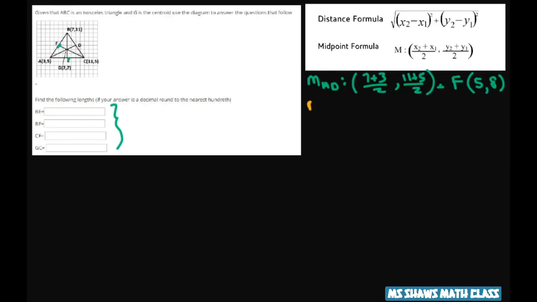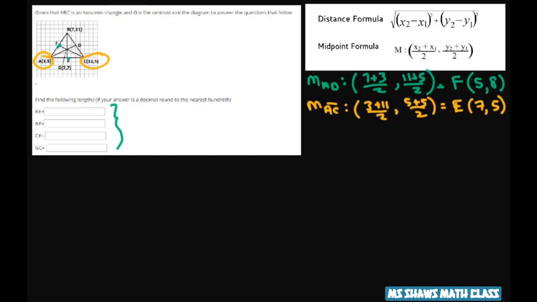So that's the midpoint of AC. So add your x's, add your y's. We're looking at these two right here. All right. And that gives you your E, which is going to be 7 comma 5. Now that we have that, we can find these distances.